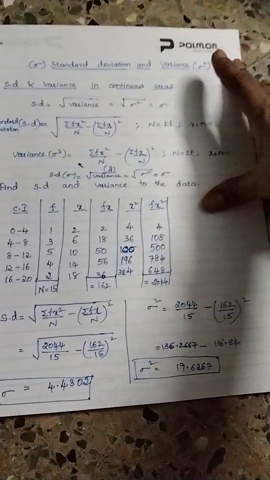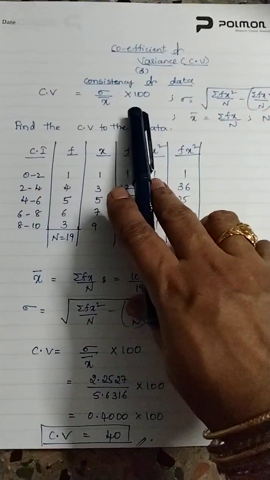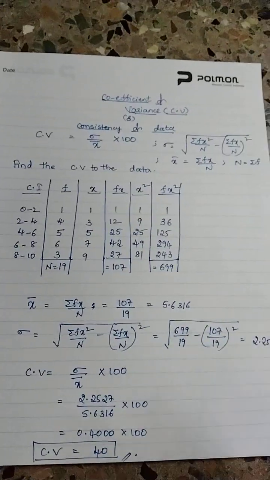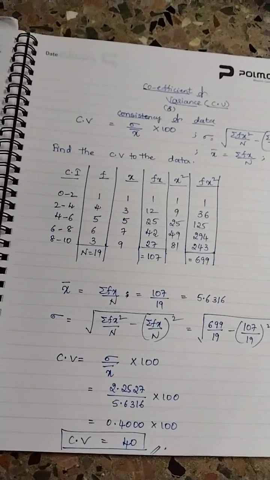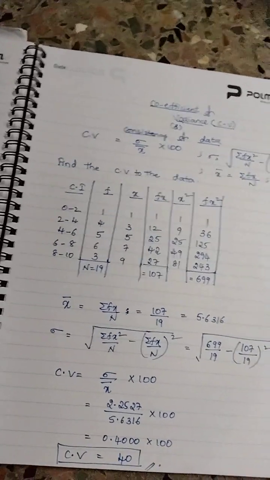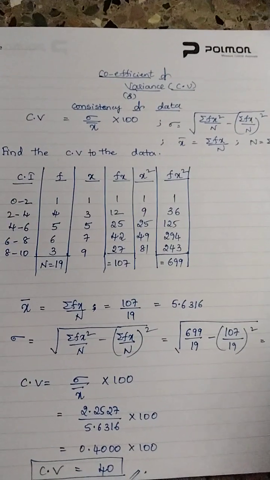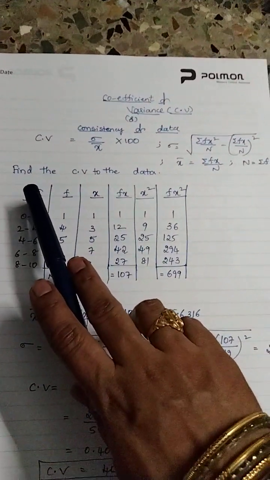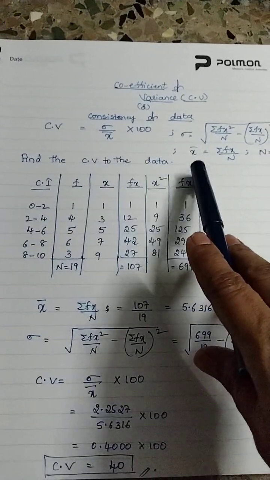In the next, I told you that I will explain coefficient of variance also. So coefficient of variance is the formula sigma by x bar into 100. When they are asking you to find out the consistency of the data or coefficient of variance, they may ask you in these two ways. Find the consistency of the data, and the second one is find the coefficient of variance to the data given below. So here both are the same questions. Answer is same.